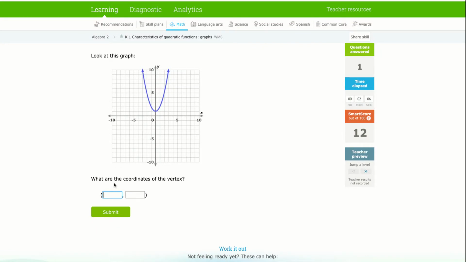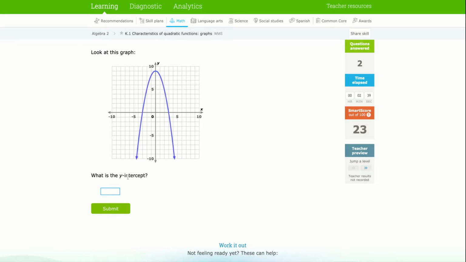Again, they're going to ask, what is the coordinate of the vertex? Now, the vertex of any quadratic is the lowest or highest point. It's the bottom of the U, or the top of the mountain or hill if it's an upside down quadratic. So the very lowest point is going to be (0, 1), and they usually want that as a coordinate. So the x value is 0, the y value is 1.